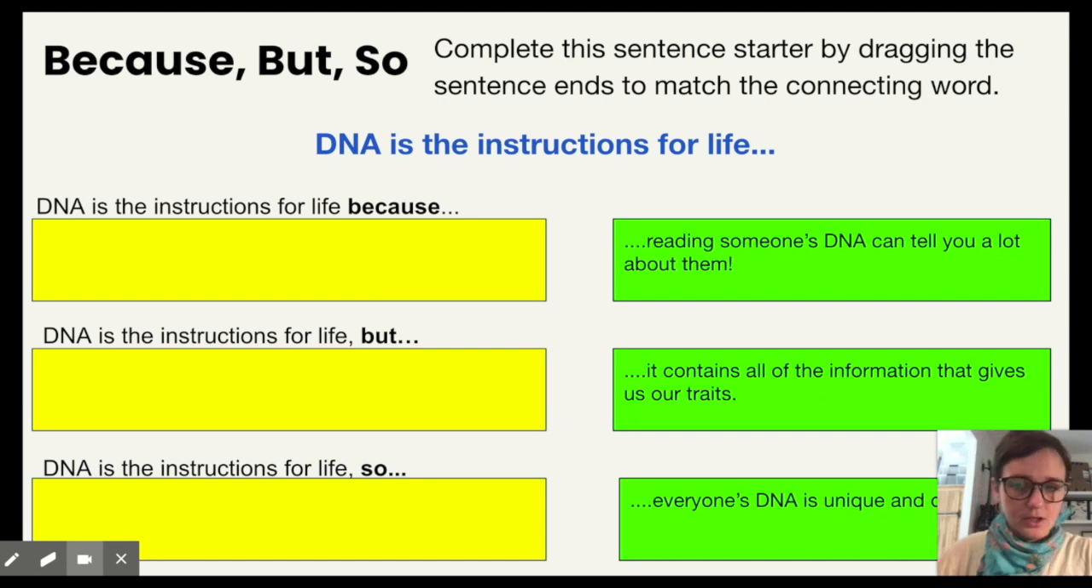Okay. DNA is the instructions for life, but is a different conjunction. But is going to tell us, let's go in a different direction here. That might be true, but this other idea is also true. Or DNA is the instructions for life, so. So takes us a little bit deeper. What can we do with that information? All right, so take a second. I want you to match these together, and we'll think about which sentences make the most sense.